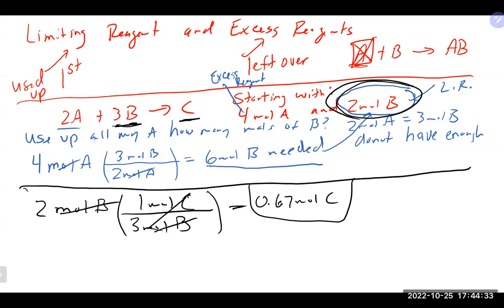Any questions on that approach? So that's a very common approach. As we also talked about, the other common approach is just to simply do 2 separate calculations using each reactant and figure out how much product each one makes. And the one that makes the least amount of product would be your limiting reagent and your theoretical yield. So that is also very, very common.